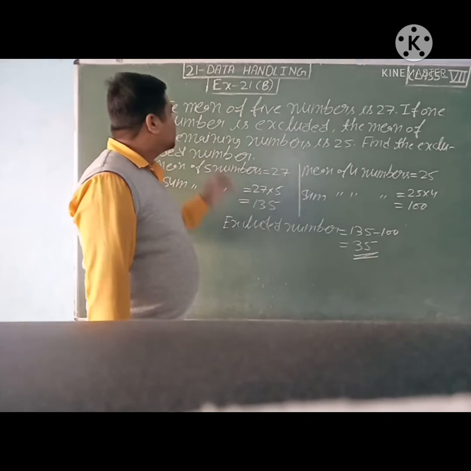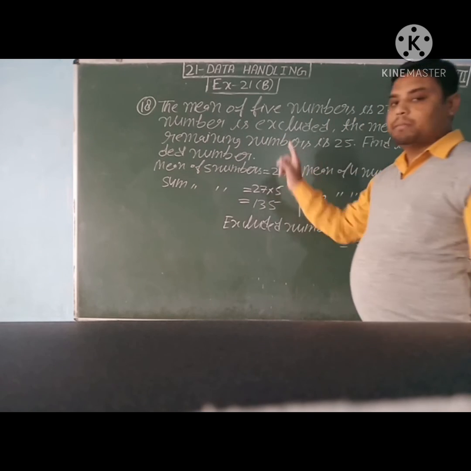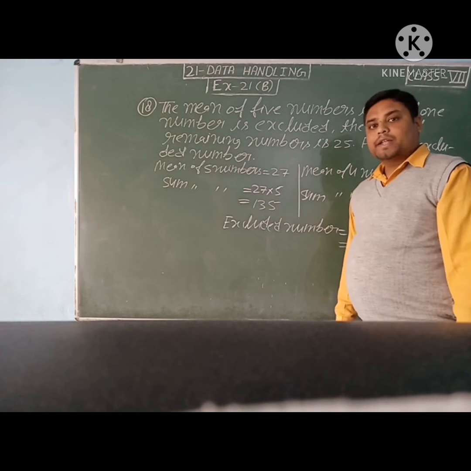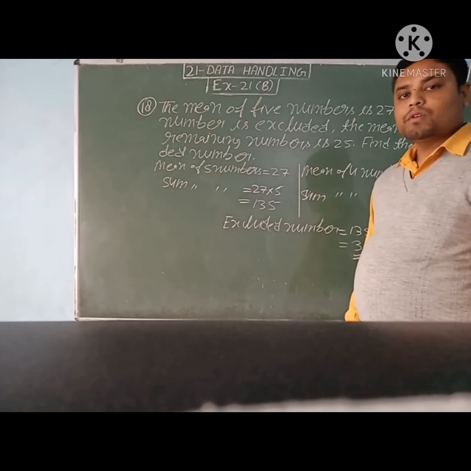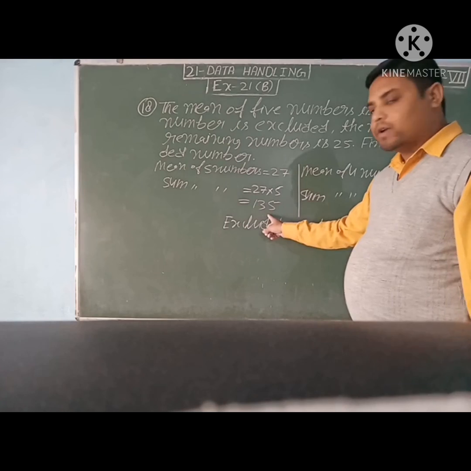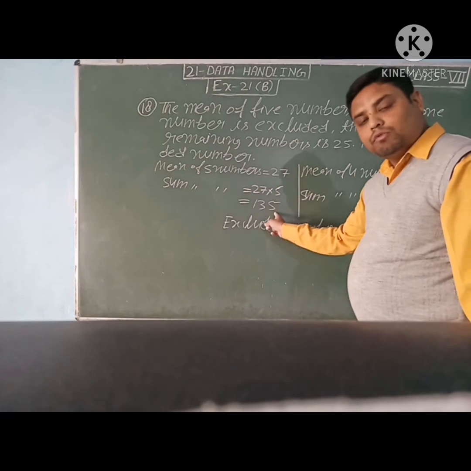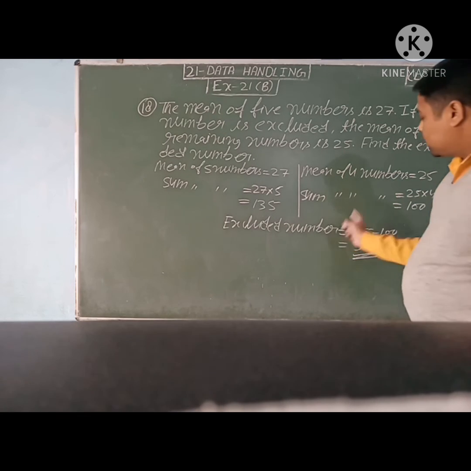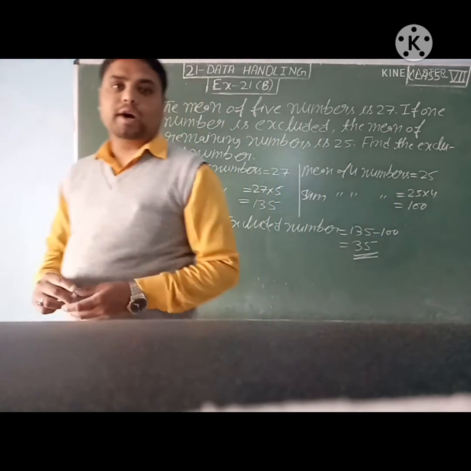Listen again. The mean of 5 numbers is 27. If one number is excluded, the mean of the remaining numbers is coming 25. Find the excluded number. To find the excluded number, first we will find the sum of 5 numbers and the sum of 4 numbers. So sum of 5 numbers is coming 135 and sum of 4 numbers is coming 100. So in 135, the fifth number is included. In the sum of 4 numbers, the fifth number is not included. So it means the excluded number is equal to 135 minus 100. So excluded number is equal to 35.